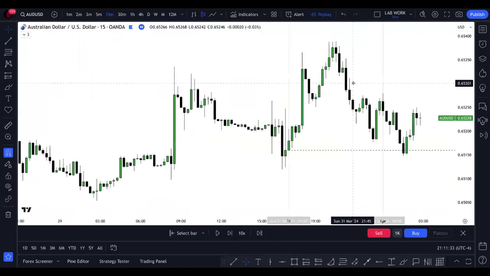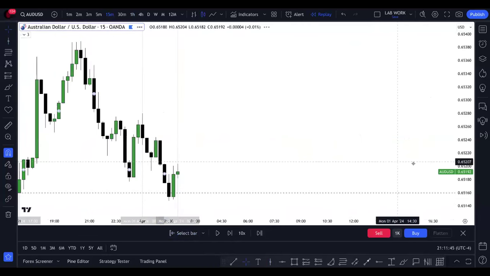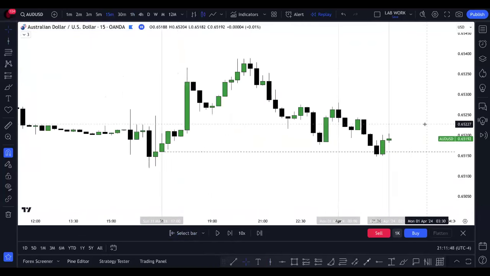a dead zone. And a dead zone is essentially a period that I don't want to trade because the market is most likely going to go into a phase of accumulation or consolidation or a deep retracement. I don't want to deal with that. That's the dead zone.